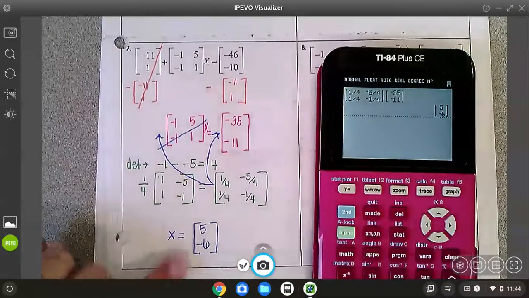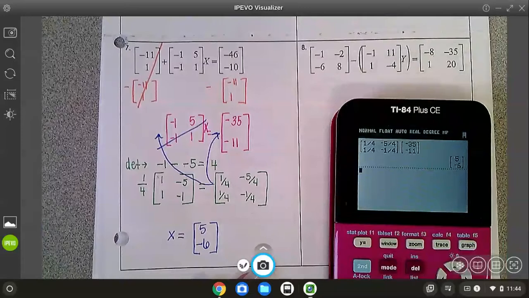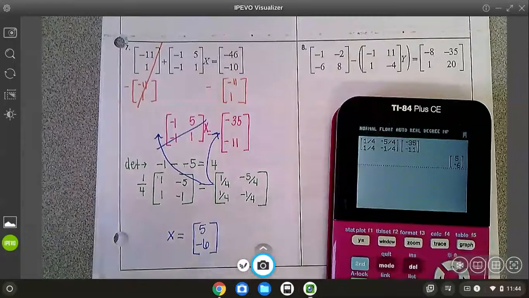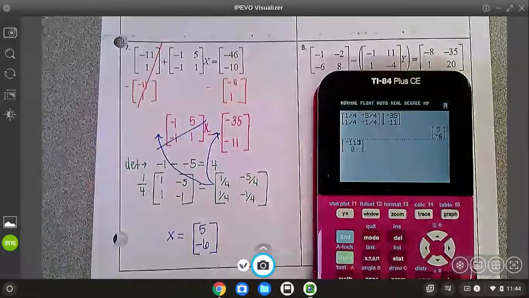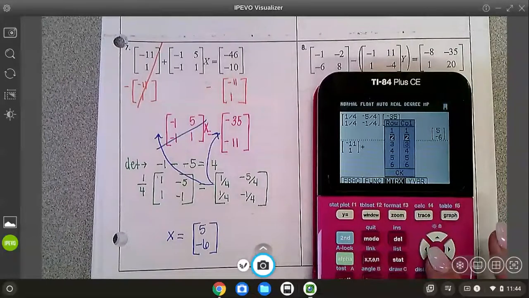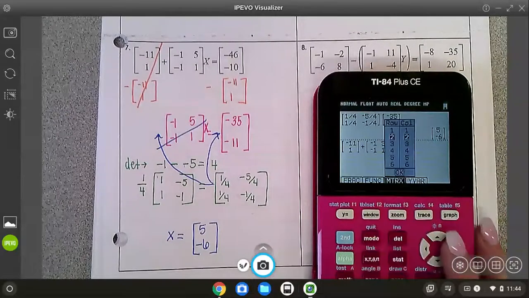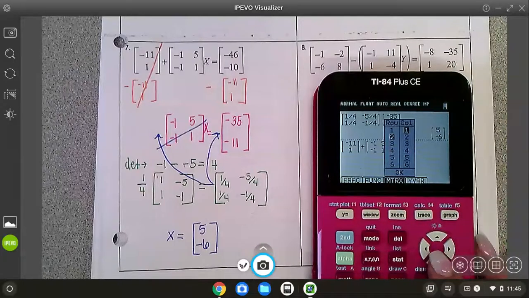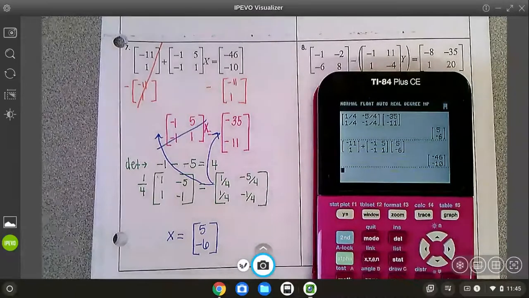You should get 5, negative 6. And if you wanted to check, we'll just go back to our original equation. And we did it correctly.